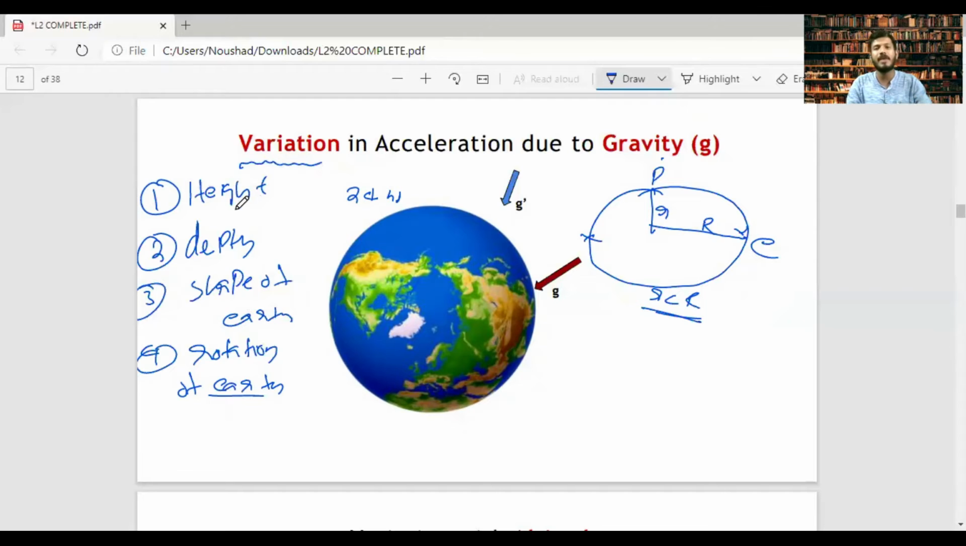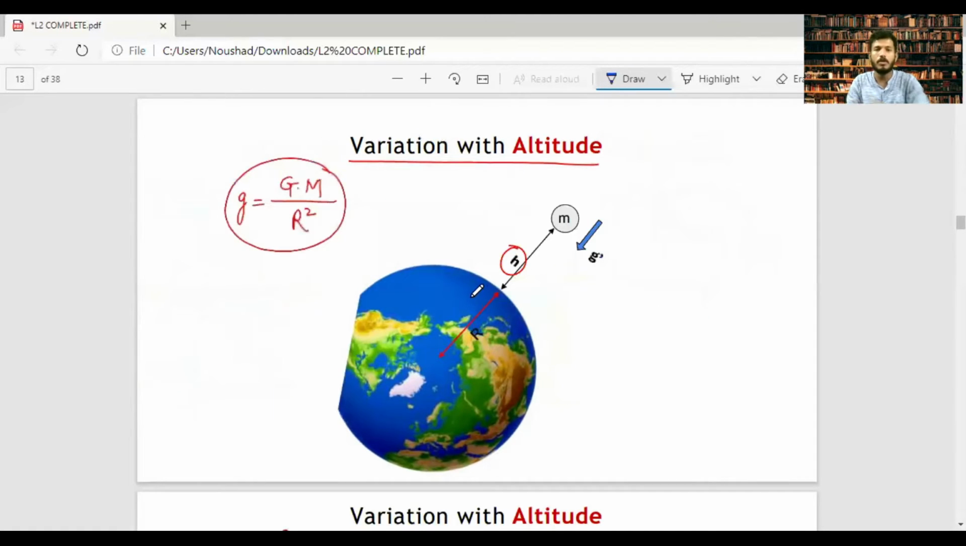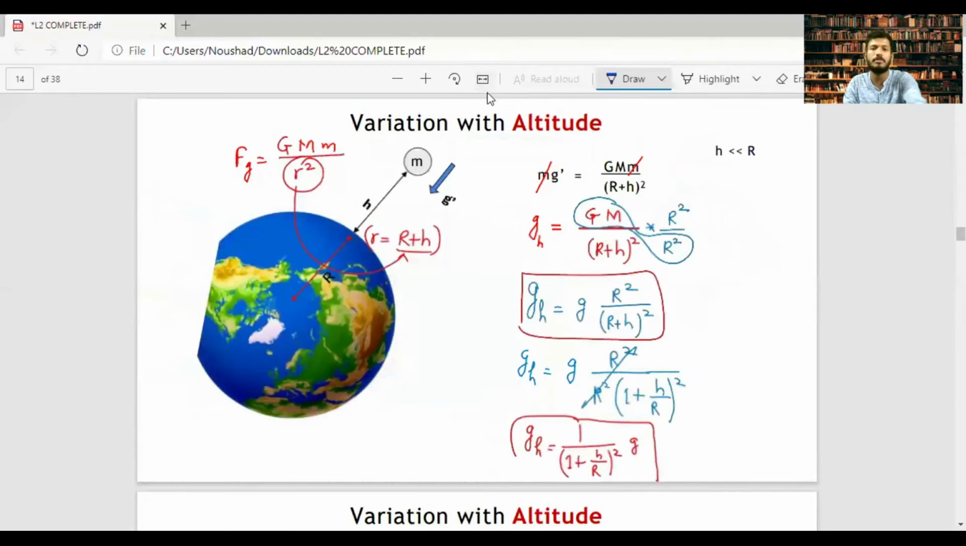All other planets have their own acceleration due to gravity. Okay, we have such types of questions, about Jupiter, Neptune, Uranus, Mars, Saturn. All planets have their own acceleration due to gravity. Okay, next one, there are 4 factors. First one, variation with altitude, that means height.